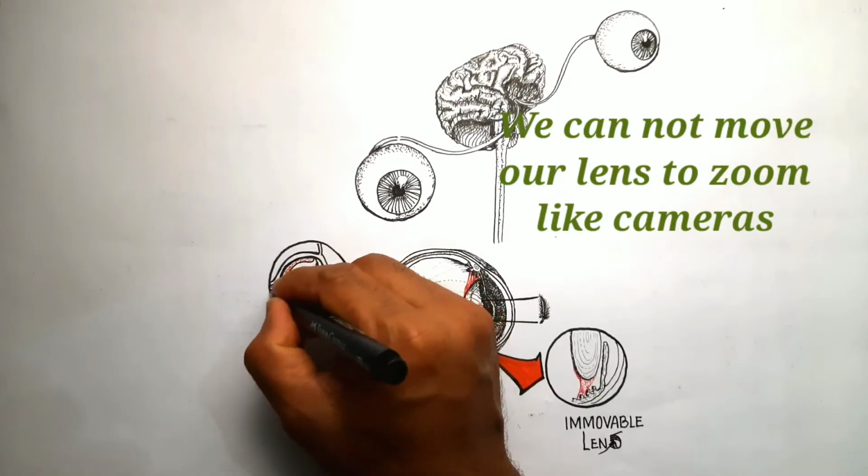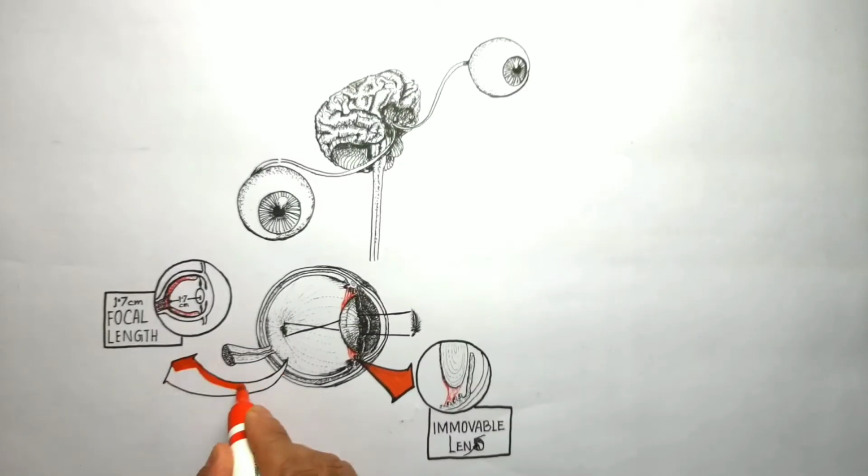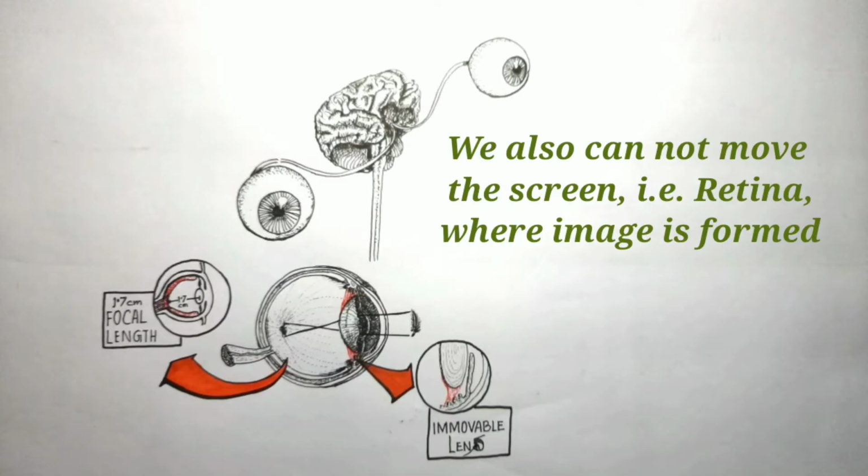There is another way to have the zooming effect in an image without shifting the lens. Yes, by shifting the screen away from the lens where the image will form. In the case of our eye, the screen is the retina. Can we move it forward or backward as per our will? No, it is also not possible. The distance between the lens and the retina is fixed. The distance is also known as the focal length of our lens, and it varies from person to person from 1.7 centimeter to 2.2 centimeter.